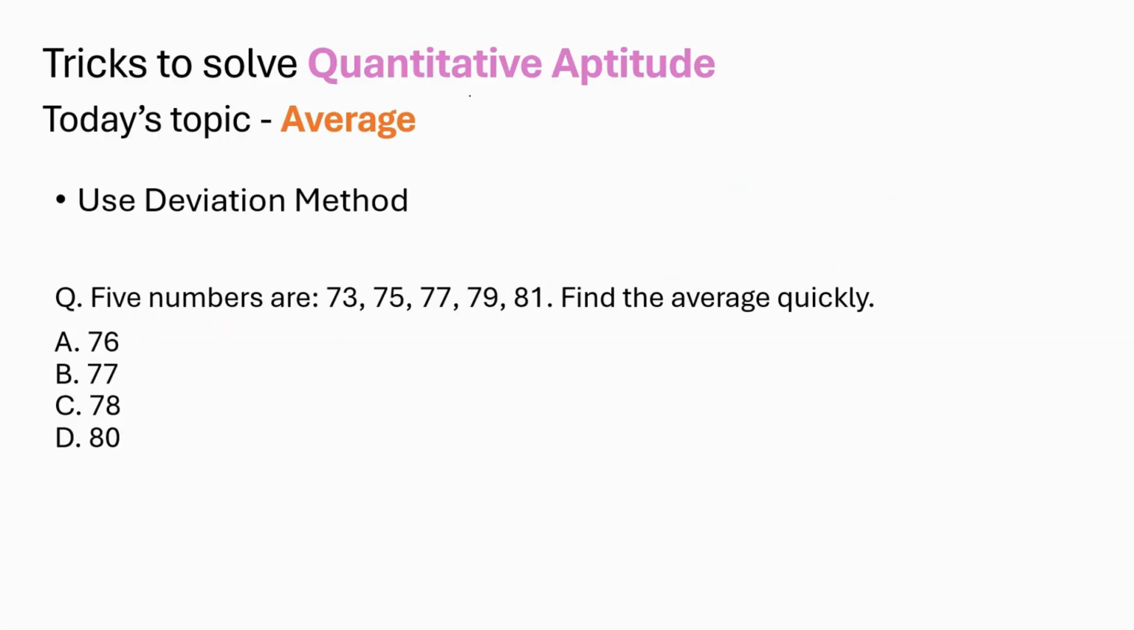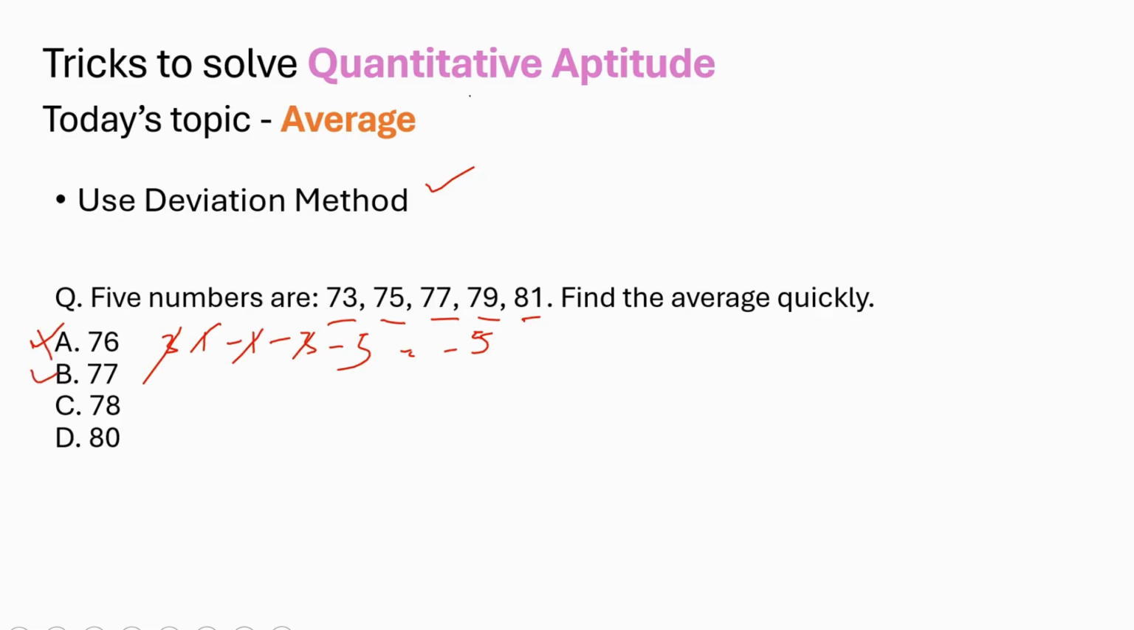One more question related to the deviation method. So here the five numbers are 73, 75, 77, 79, 81. We need to find out the average quickly. So let's take the first number, 76. So 76 minus 73 is 3. 76 minus 75 is 1. Then 76 minus 77 is minus 1, then minus 3, and then minus 5. So 3 cancels with minus 3, 1 cancels with minus 1, and the answer is minus 5. So the sum is not 0. That means this is not your average.